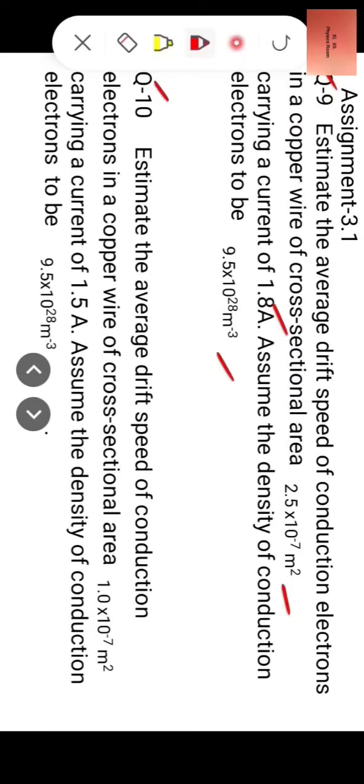Question number 10. Estimate the average drift speed of conduction electrons in a copper wire of cross-sectional area 1.0 into 10 raised to the power minus 7 meter square, carrying a current of 1.5 ampere. Assume the density of conduction electrons to be 9.5 into 10 raised to the power 28 per meter cube.